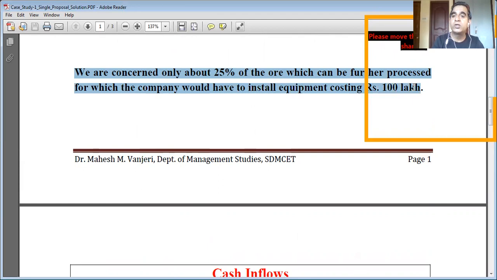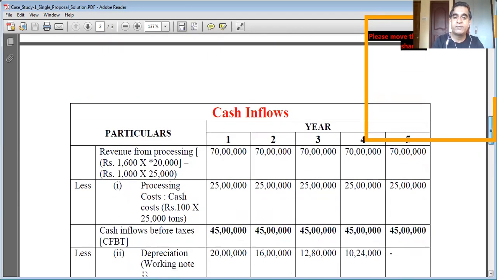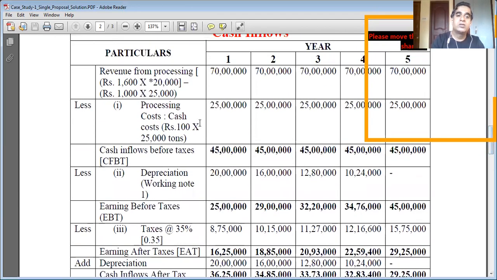to install equipment costing 100 lakh rupees. So the cost of further processing the ore after installing the new equipment is 100 rupees per ton into 25,000 tons, which can be further processed. So the further processing cost if the company installs the new equipment is 25 lakh rupees. This processing cost is also going to remain the same for year 3, year 4, and year 5.